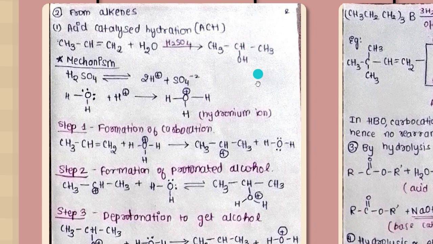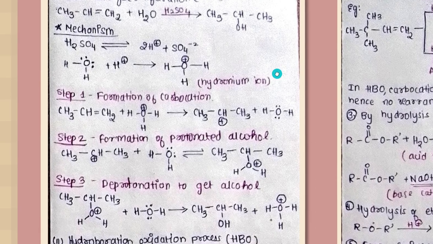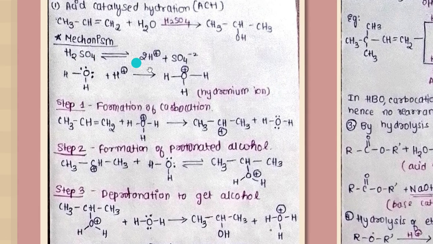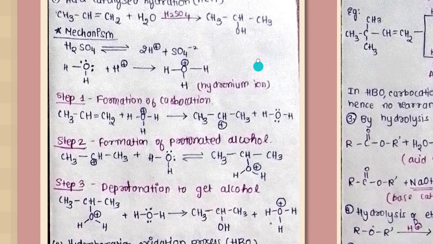OH with CH3. Now what is the mechanism for this? This is also a very, very important mechanism. So H2SO4 is dissociated into 2 H+ ions and 1 SO4 2- ion.